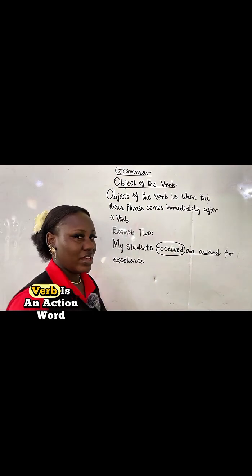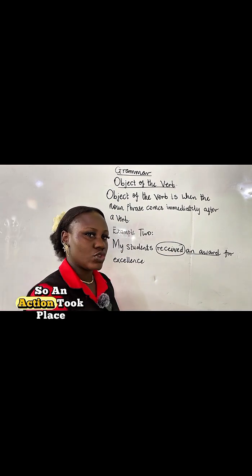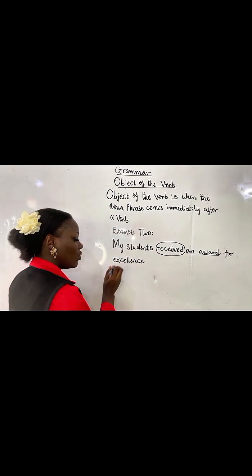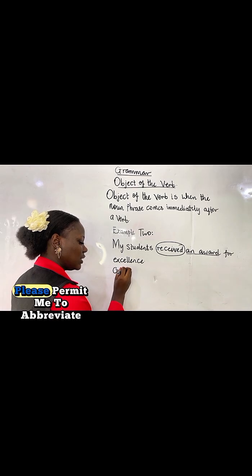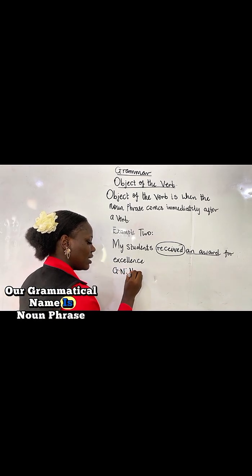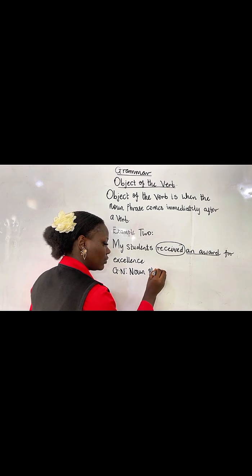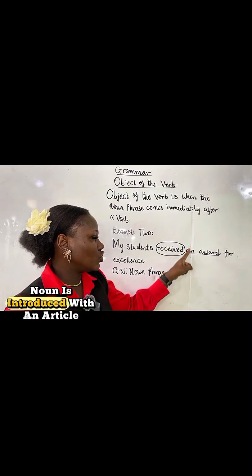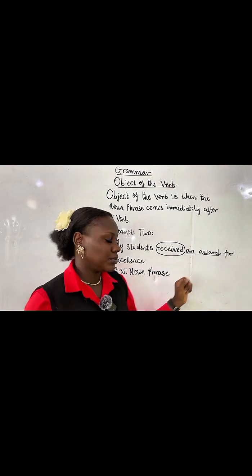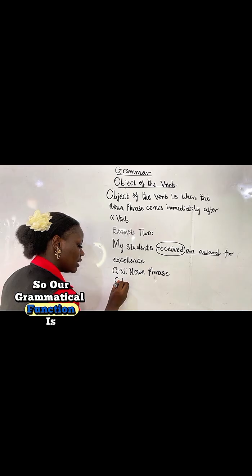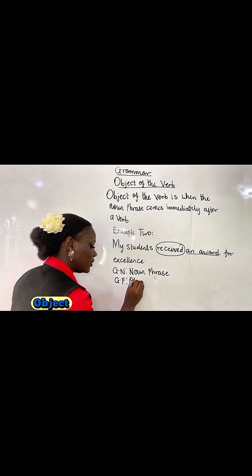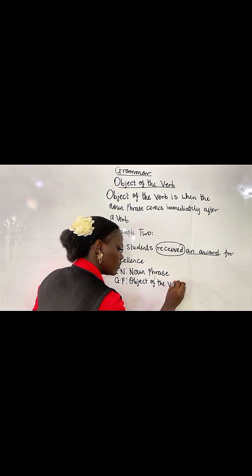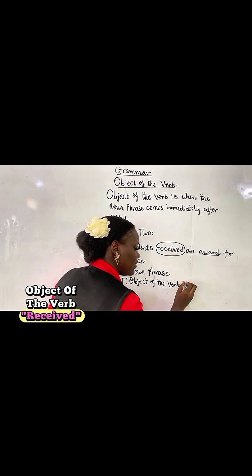What is a verb? A verb is an action word. So an action took place. My students received an award for excellence. What is our grammatical name? Please permit me to abbreviate. Our grammatical name is noun phrase. Why is it a noun phrase? It's a noun phrase because the noun award is introduced with an article, an. So our grammatical function is object of the verb. Object of the verb received.